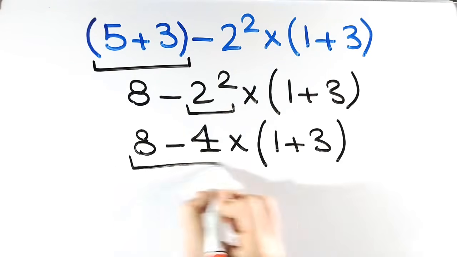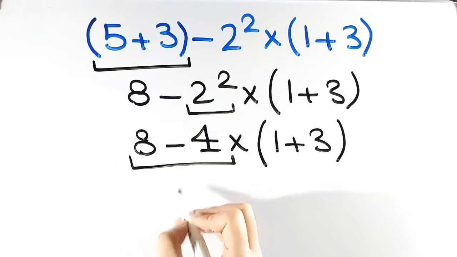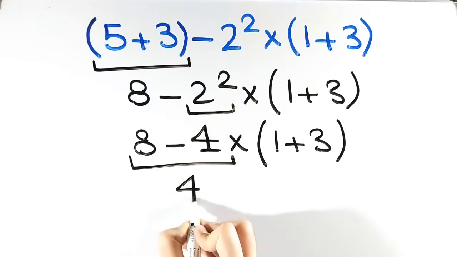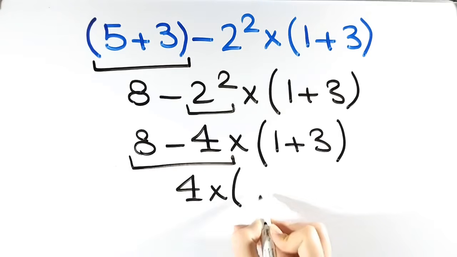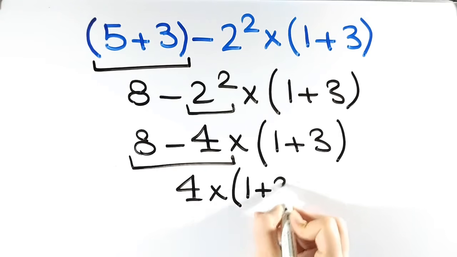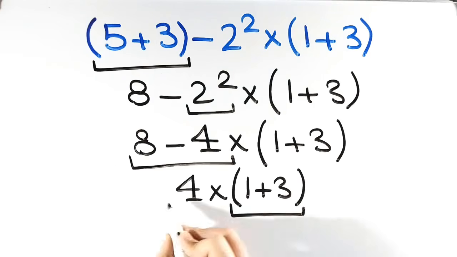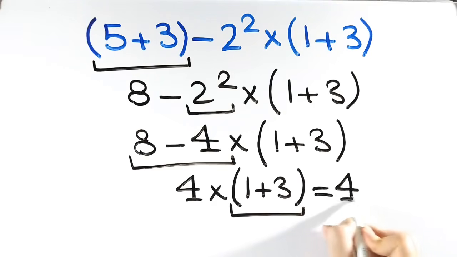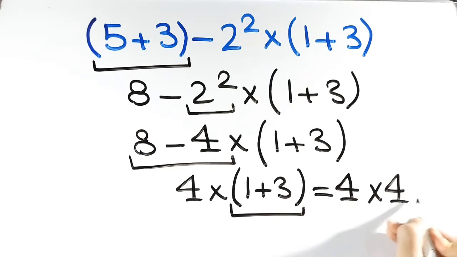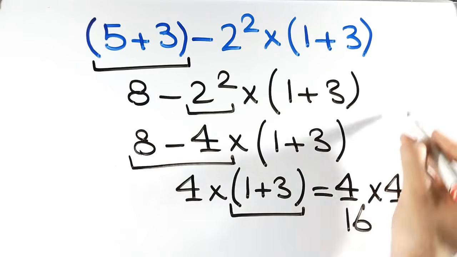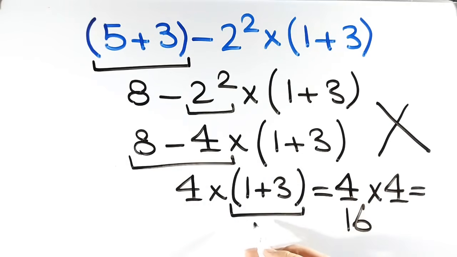Then they go for the subtraction between 8 and 4 and write this expression as 4 multiplied by open parenthesis 1 plus 3 close parenthesis. And the final step, they go to the expression inside the parenthesis and write this expression as 4 multiplied by 4, which finally gives them the answer 16. However, it's not the correct answer to this question.